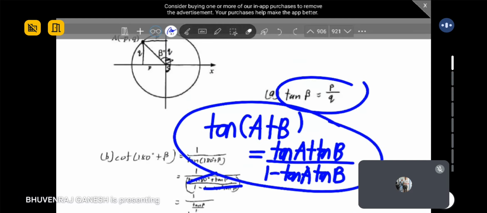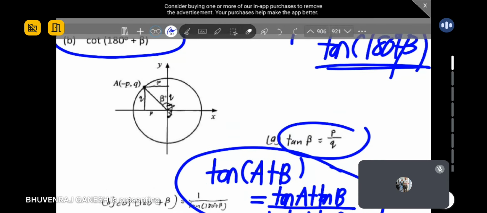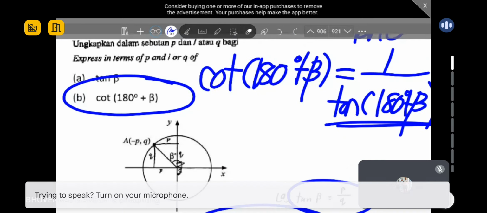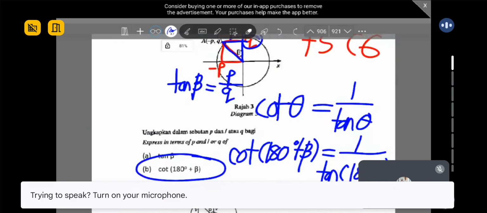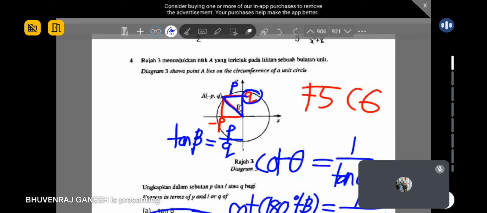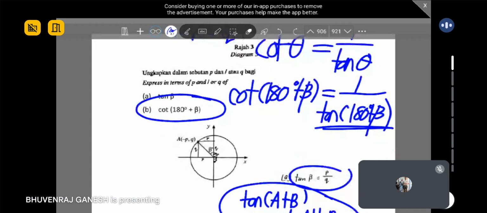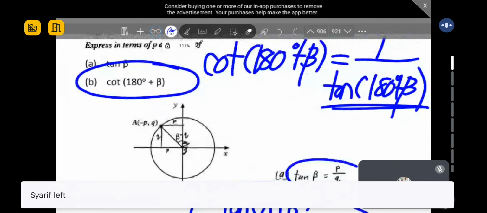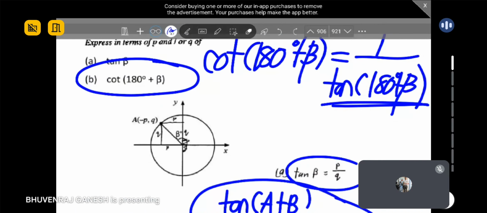Over here, right, guys? I think they just want to take the magnitude only. Okay, mereka ambil magnitude sahaja for tangent beta. They don't want to take the negative sign. Okay, they just take the magnitude only. Do you understand? So we don't add the negative sign over here.